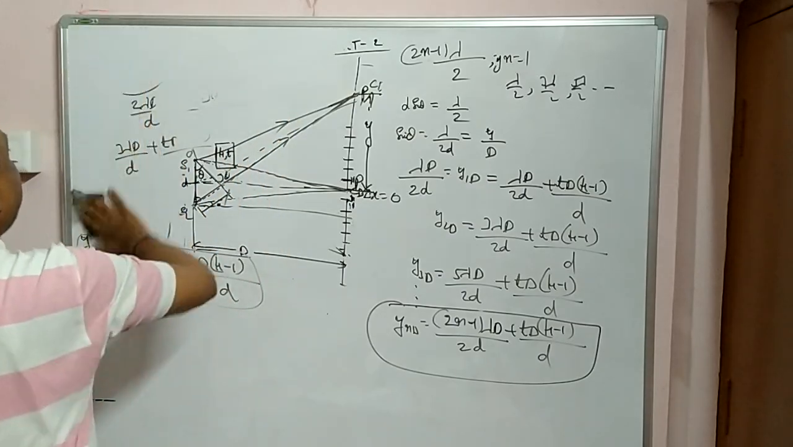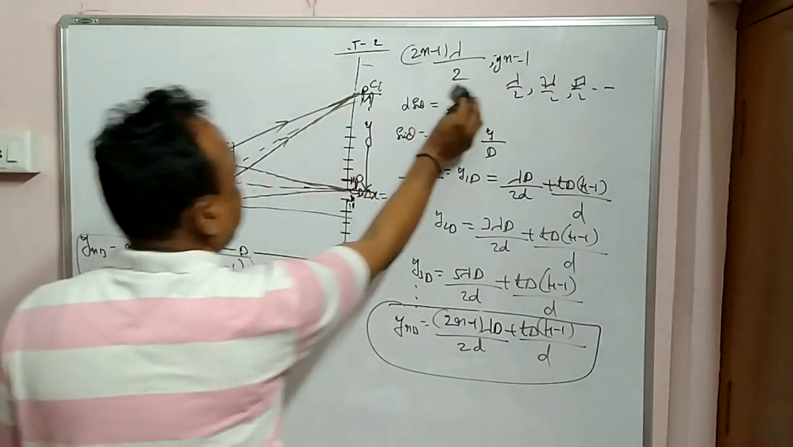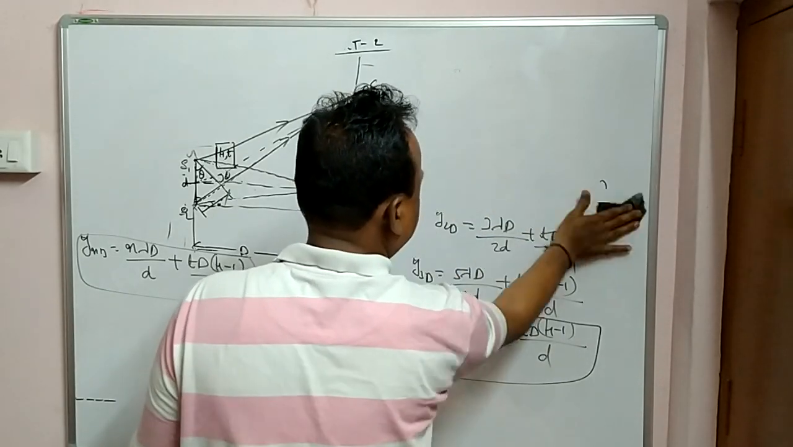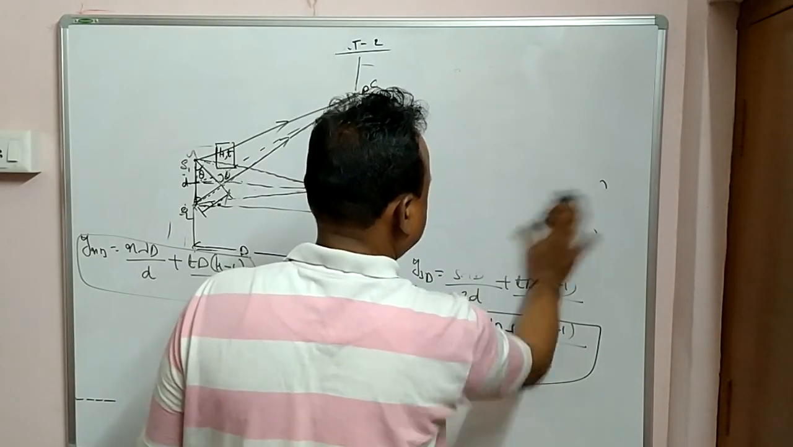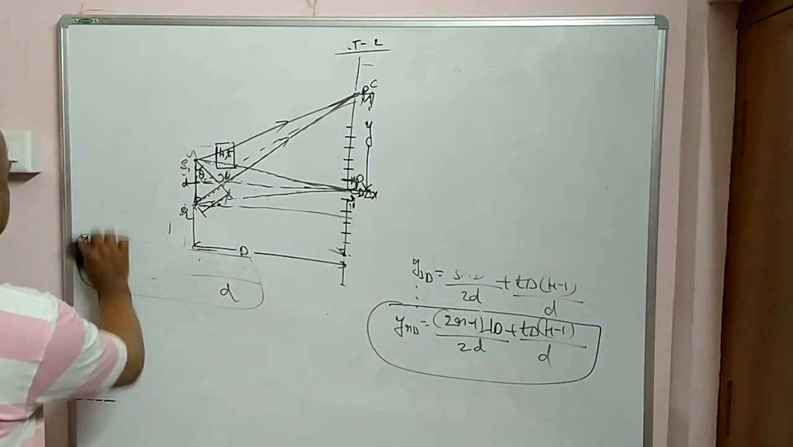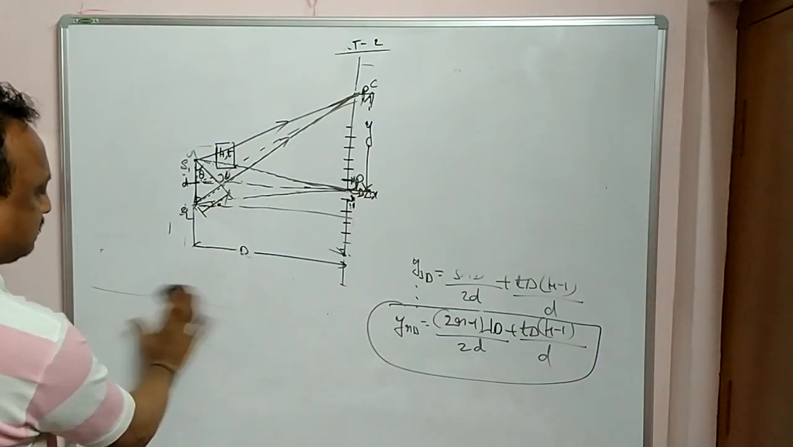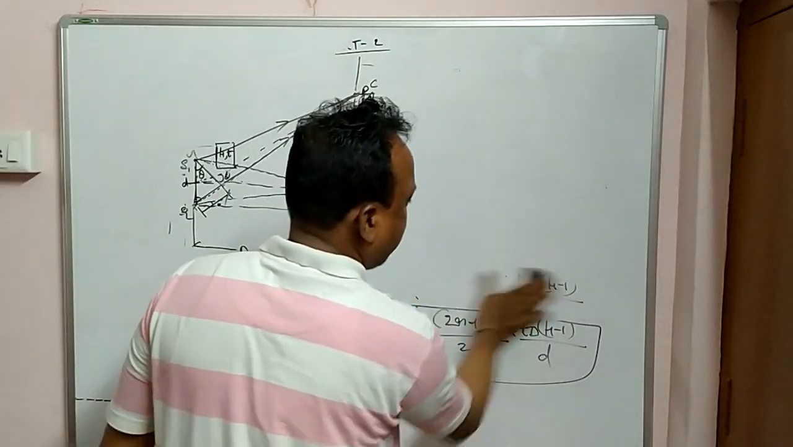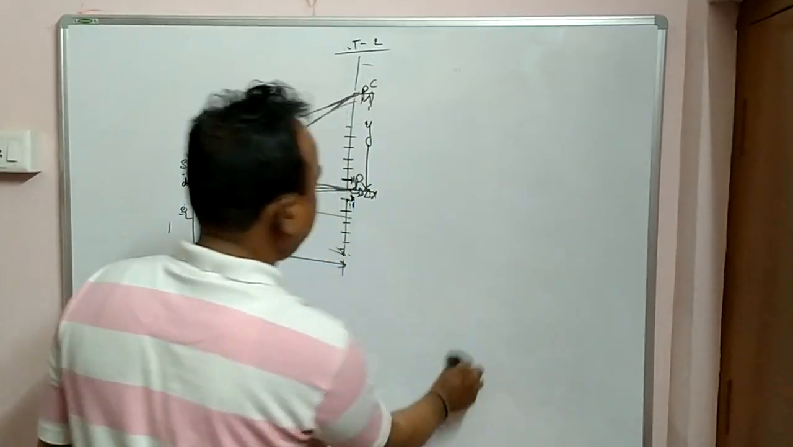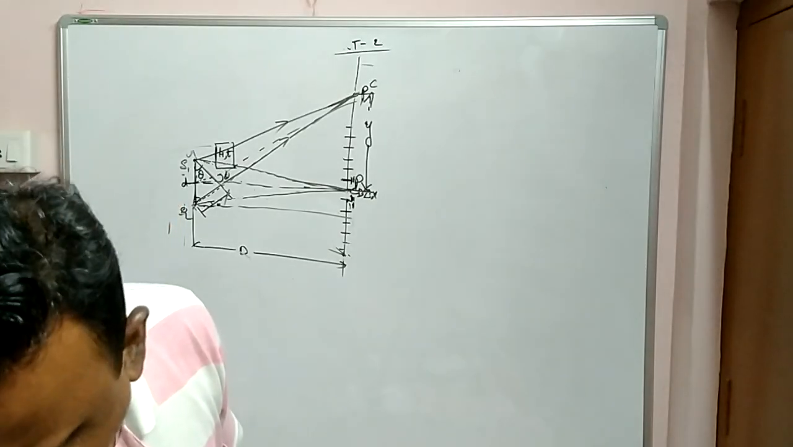Please be careful. These are very, very important. You should not confuse. Okay? Clear? Have you checked up the formula? Right. So this is how the shifting is done due to the obstruction of the glass slab.